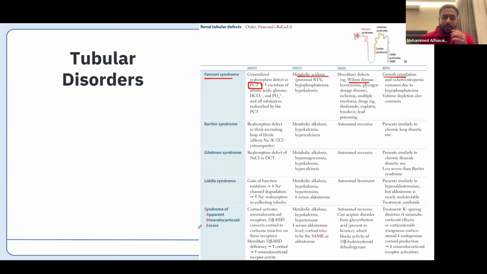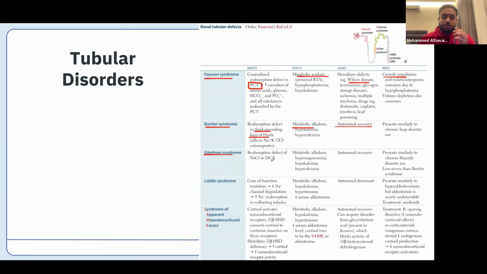Okay? Now you have these other disorders which are less common and less tested, such as Bartter syndrome, Gittleman, Liddle, and then syndrome of apparent mineralocorticoid excess. Okay? So Bartter syndrome, it affects a thick ascending loop and affects this transporter. This one is autosomal recessive, and it can cause metabolic alkalosis, hypokalemia, hypercalciuria.